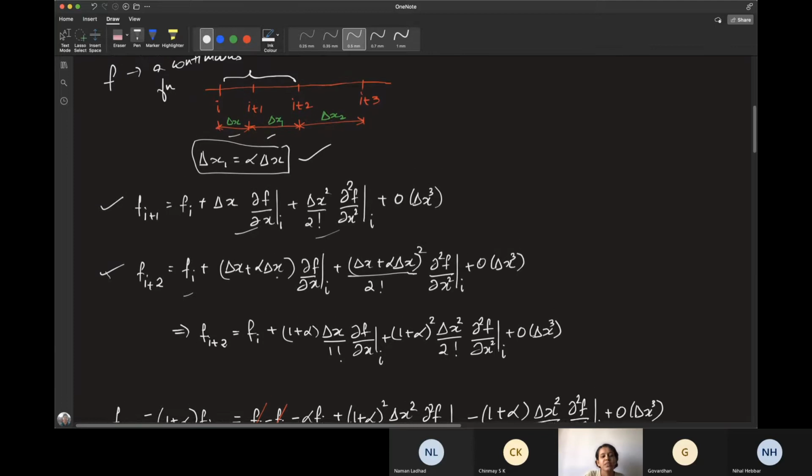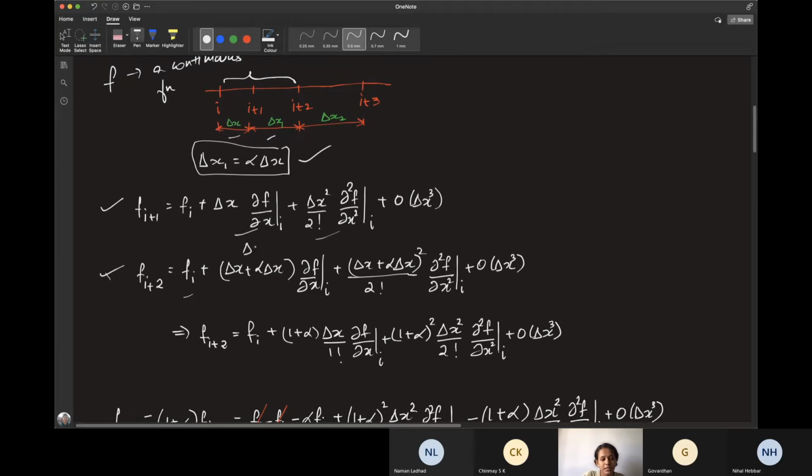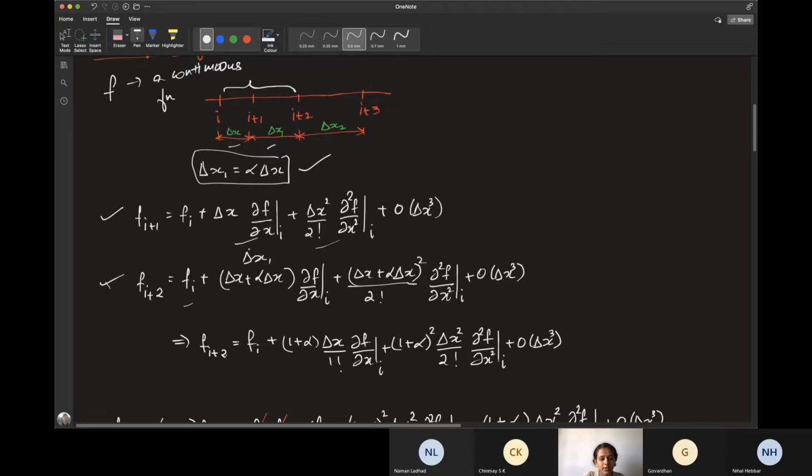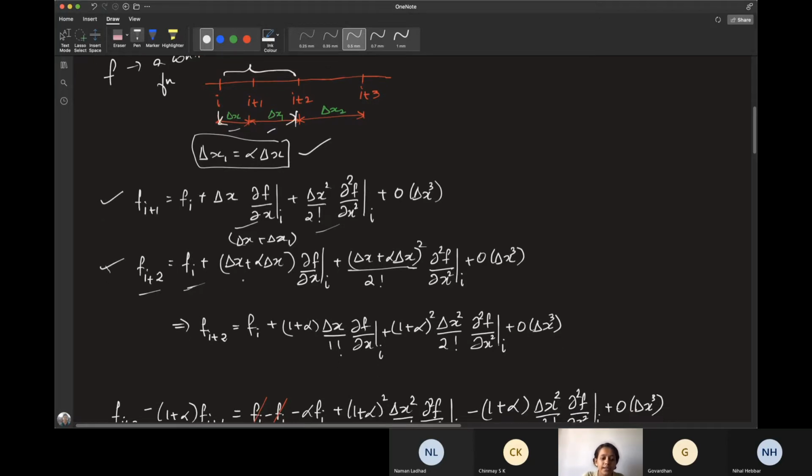Here, if you notice, instead of delta x1, the distance between f i plus 2 and f i is actually delta x plus delta x1, right? The distance between f i and f i plus 2 is the whole thing. So it will be delta x plus delta x1. In that case, you write delta x1 as alpha delta x, and you expand this f i plus 2 about f i. Then it becomes something like this expression.